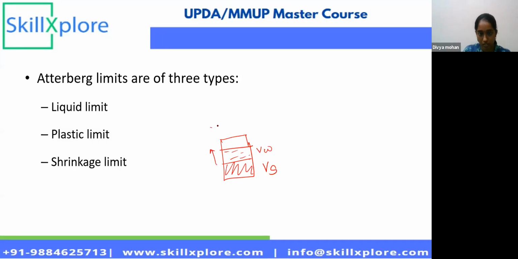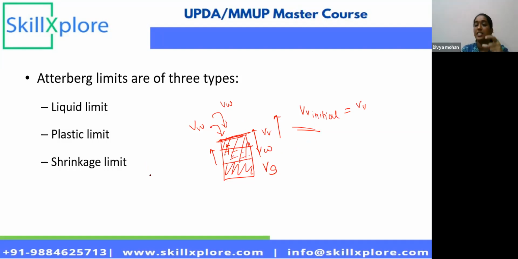When we add water, when the volume of water is increased, this level will be increased to this level. So V initial is the minimum water content, and it will remain as V initial itself. After that, even after adding water, this VV initial value will be increased. So the minimum level up to which the soil can be said to be just saturated is called the shrinkage limit.